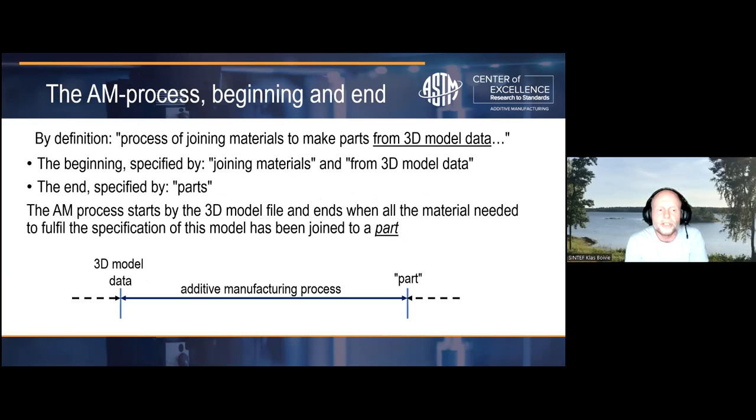And through this definition, we can derive the beginning of the AM process. It says process of joining materials to make parts from 3D model data. So the beginning is specified by joining materials from 3D model data, and the end is specified by parts. It means that the AM process starts by the 3D model file when it's ready to start, when the machine starts to join the material based on the 3D model file, and it ends when all the material needed to fulfill the specification of this model has been joined into a part.